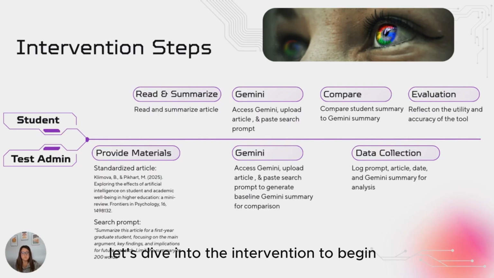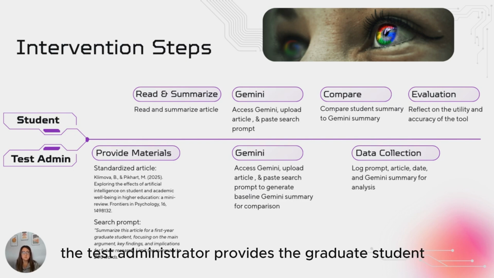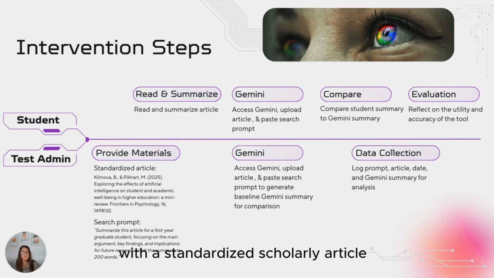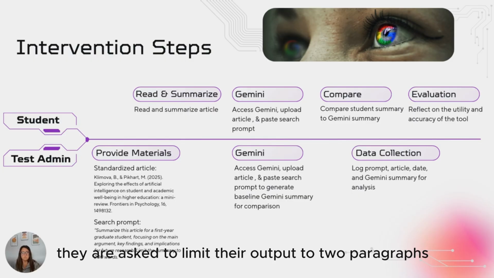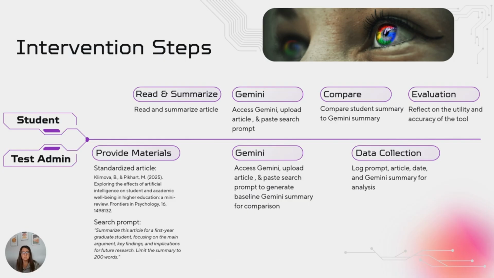Let's dive into the intervention. To begin, the test administrator provides the graduate student with a standardized scholarly article and the required prompt listed on the screen. The student first reads the article and drafts their own summary at their own pace. They are asked to limit their output to 2 paragraphs or 200 words.